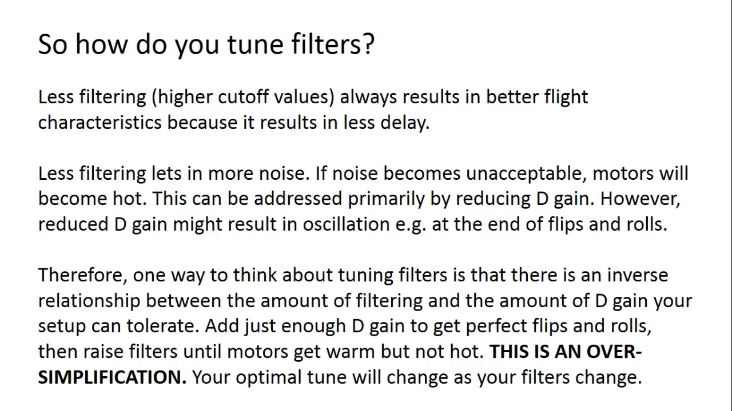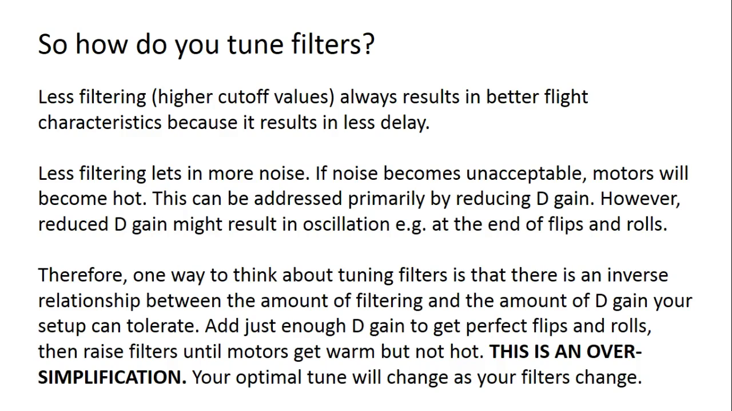So we could reduce filtering, but then noise will get in. So then we reduce D-gain, and then the copter starts flying worse. So there's a balance there. One way to think about tuning filters is that there's an inverse relationship between the amount of filtering and the amount of D-gain your setup can tolerate. If you have more filtering, then you can have more D-gain.